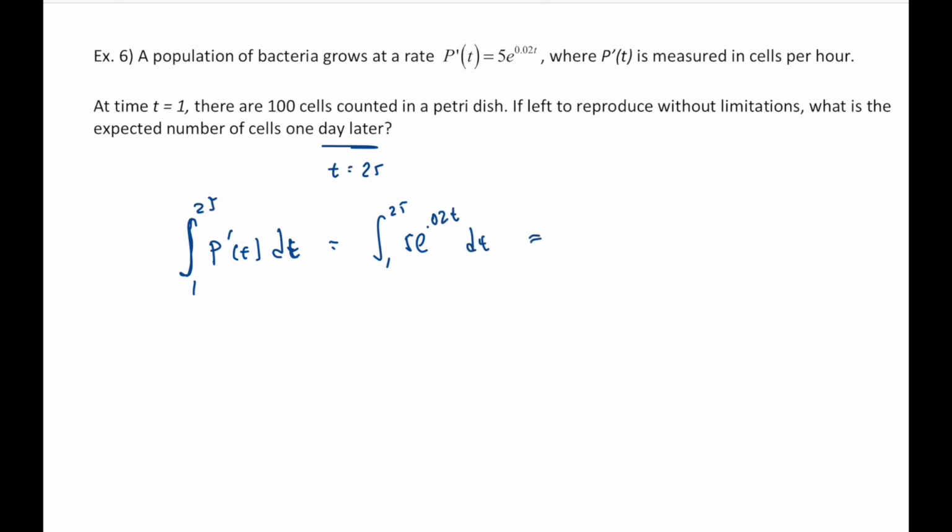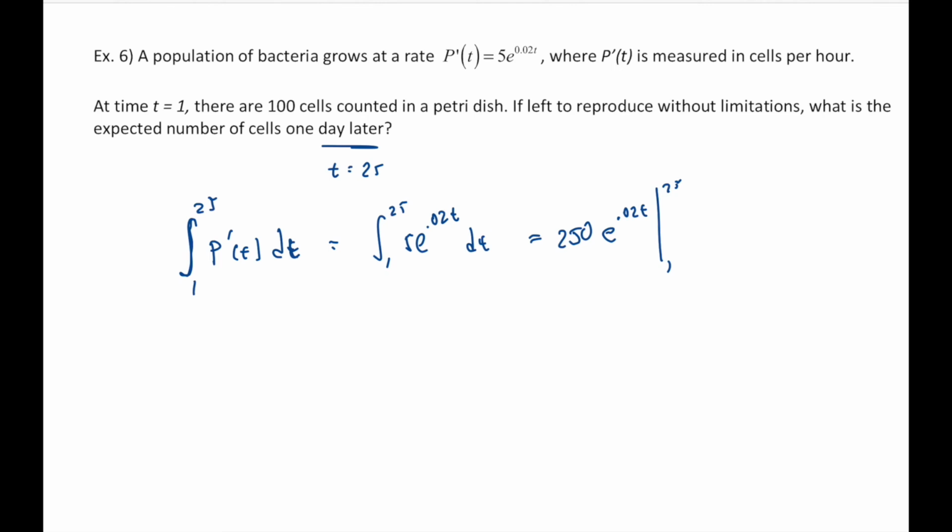Now we know that's going to be e^(0.02t), and we're going to evaluate from 1 to 25. But checking our derivative, the derivative of e to something is e to something. Ooh, chain rule: 0.02 multiplied by what gets us 5? 0.02 is 1/50, so 1/50th of something. Well, 50 times 5 is 250, so that's going to be 250e^(0.02t).